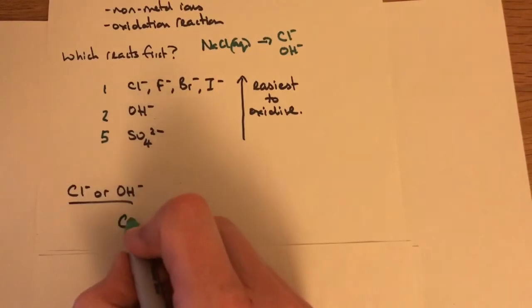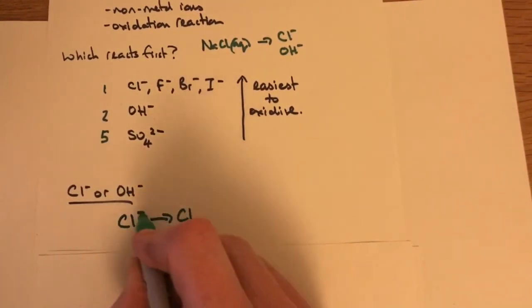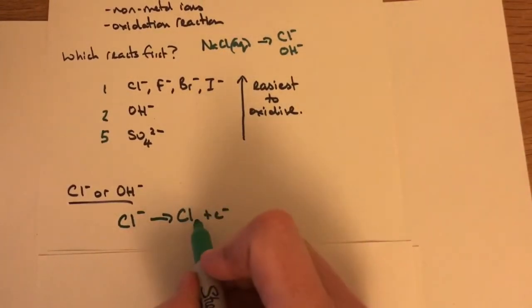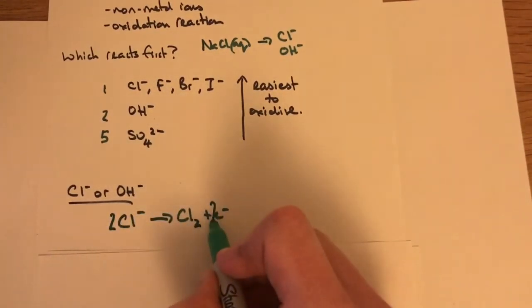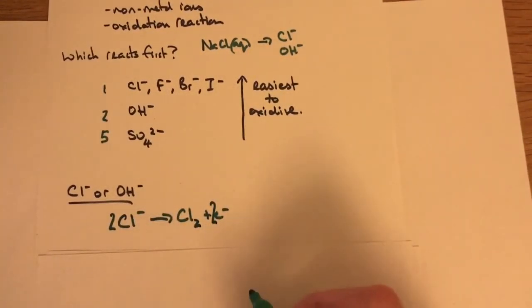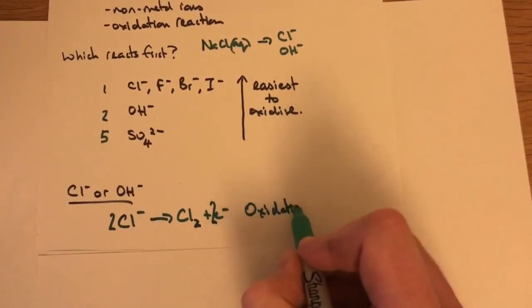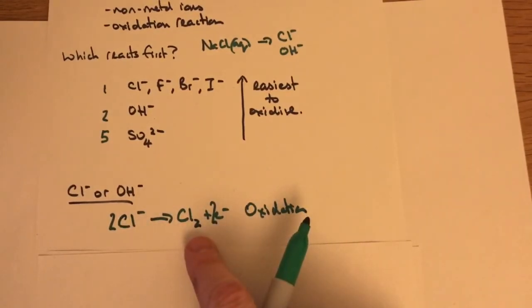So the reaction I would get is Cl-, it's undergoing oxidation, so it's losing this electron. There's the electron released, being lost. Chlorine is diatomic, therefore I need 2 chloride ions, and I will release 2 electrons. That reaction is oxidation, because it is losing the electrons. So the chloride ion will react first.